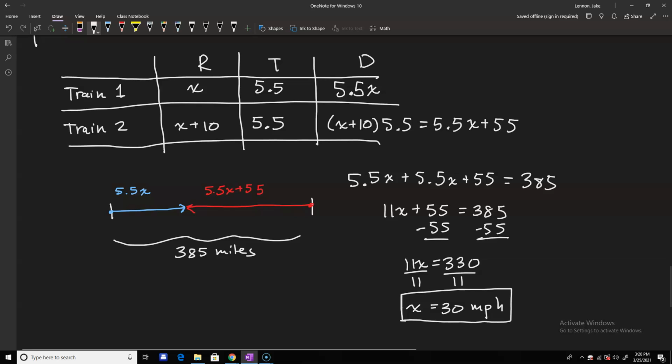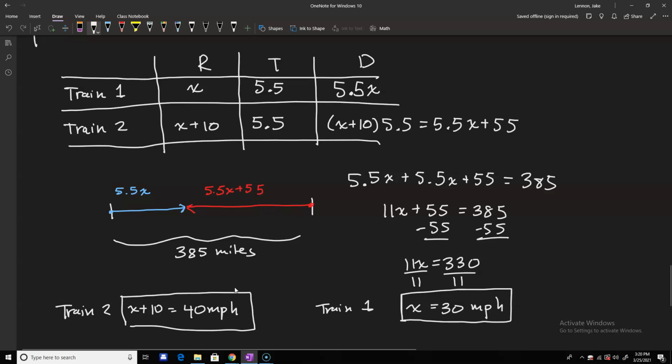So that's the speed of train 1. So train 2 is x plus 10, which will be 40 miles per hour. 10 faster than train 1. And yes, for ones like these, when you have a formula, a lot of times it's really useful to organize your information in a chart, and then once you're done with that, you can write an equation kind of easily. Pictures are also helpful. We kind of combined it with the picture here to understand the segment each train was traveling, and that they combined for a total distance of 385 miles.